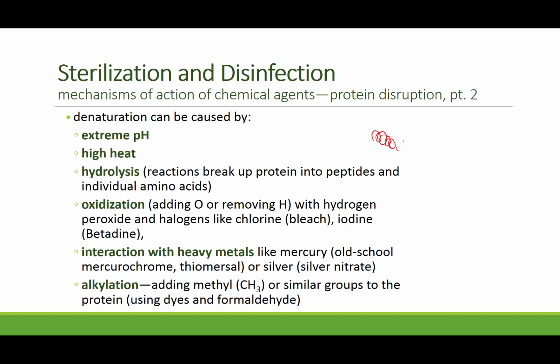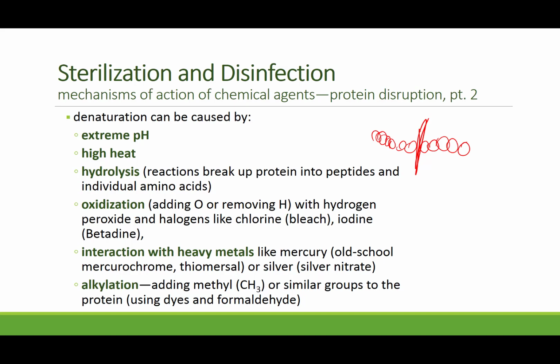So again, if this is our chain of proteins, hydrolysis would cut the protein into smaller chunks, and then it would no longer be able to do its protein function. Oxidization, which is where we either add oxygen to the structure of the protein or remove hydrogens from the structure of the protein. So oxidization occurs with hydrogen peroxide. That's why if you put hydrogen peroxide on a cut with blood or tissues, you see all that bubbling. And with halogens like chlorine, like you find in bleach, or iodine, like you see in a material like betadine.